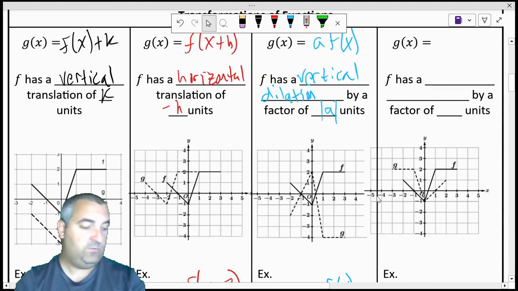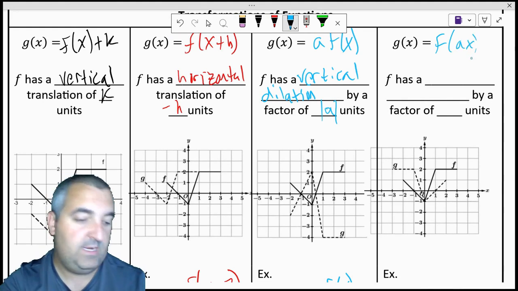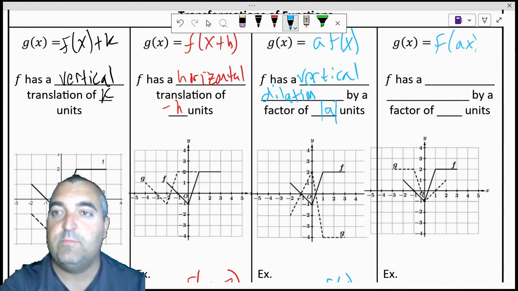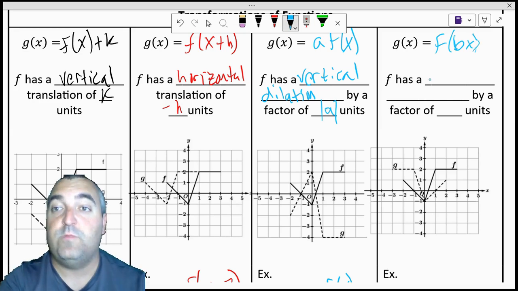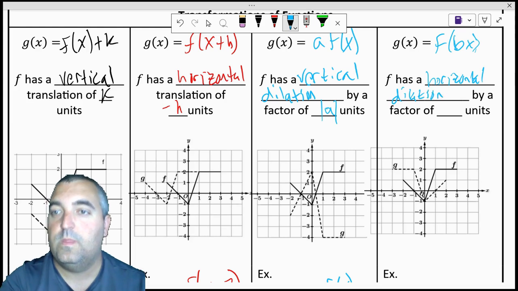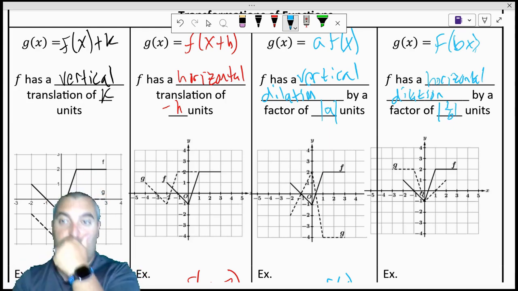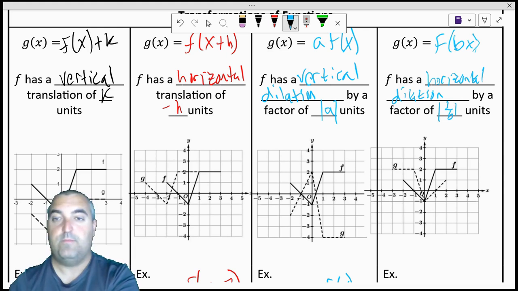All right, the last one is when we have the multiplication on the inside. Actually, I'm going to change letters here because I don't want it to be confused. We're going to call it b. So this one has a horizontal dilation by a factor, and this is where it gets a little confusing, of the absolute value of 1 over b. So it's a reciprocal of b.